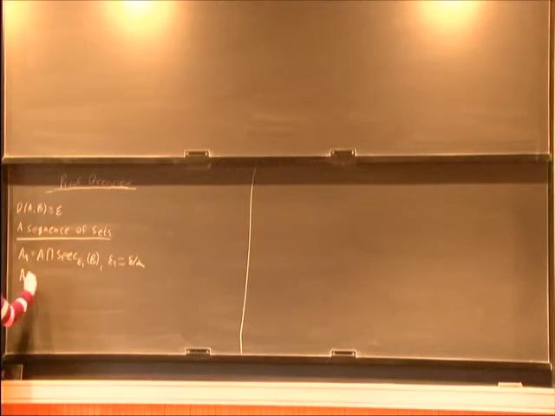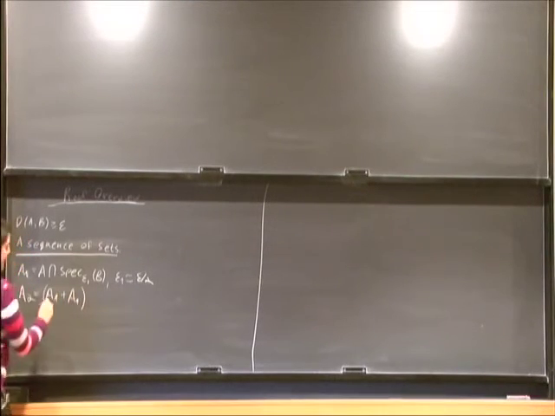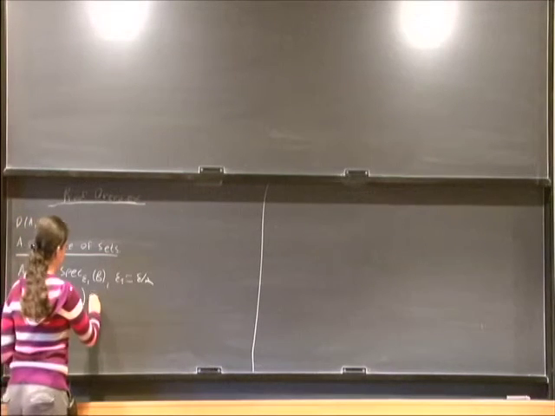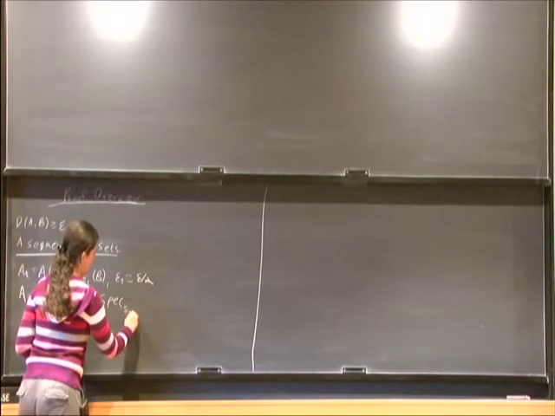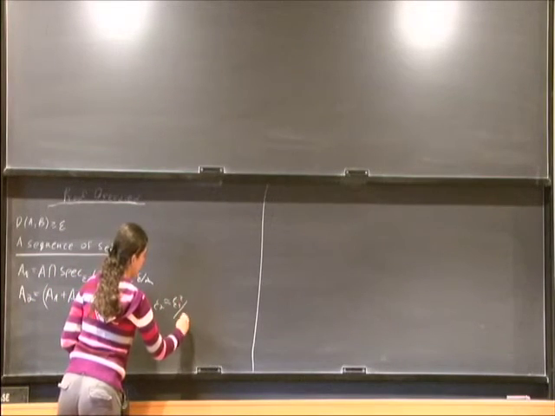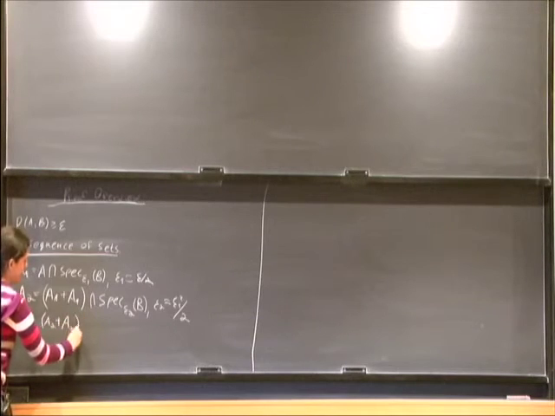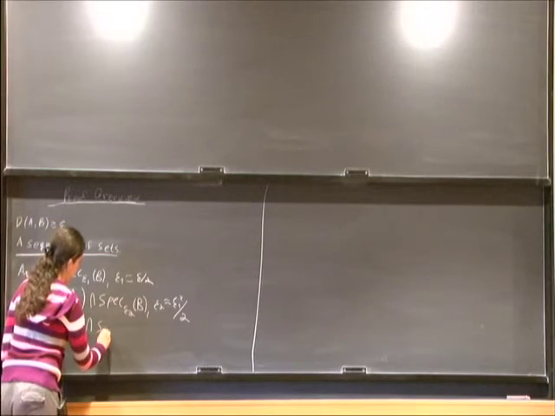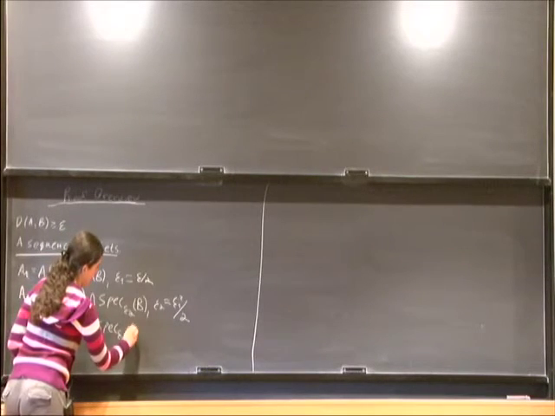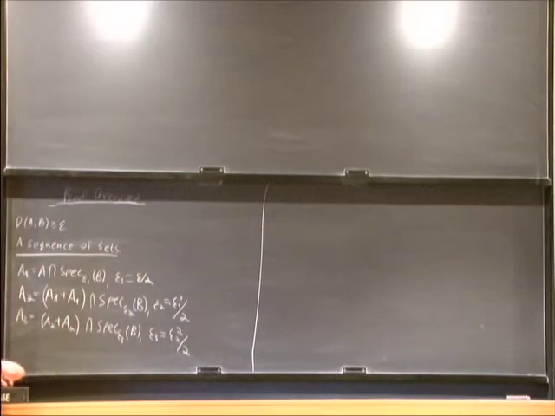The next set in the sequence is a subset of A1 plus A1. It is the intersection of A1 plus A1 with spectrum epsilon 2 of B, where epsilon 2 is something like epsilon 1 squared over 2. And we continue this way. So A3 would be the intersection of A2 plus A2 with the spectrum epsilon 3 of B, where epsilon 3 is at least epsilon 2 squared over 2, and so forth.